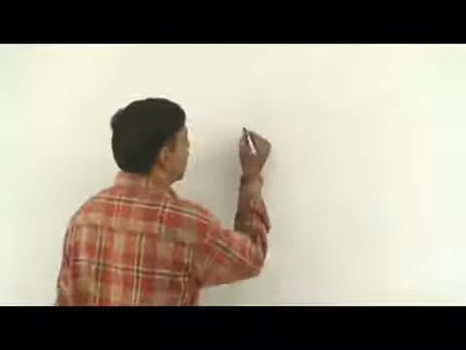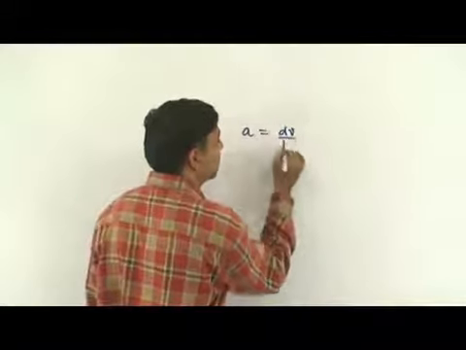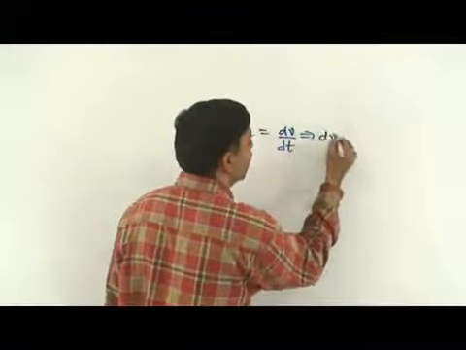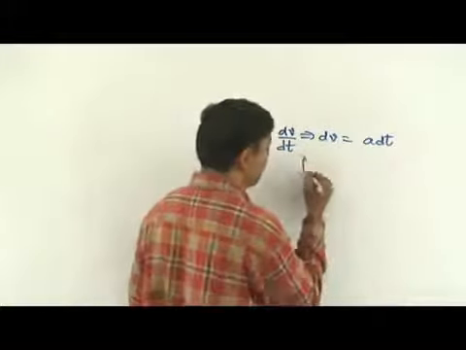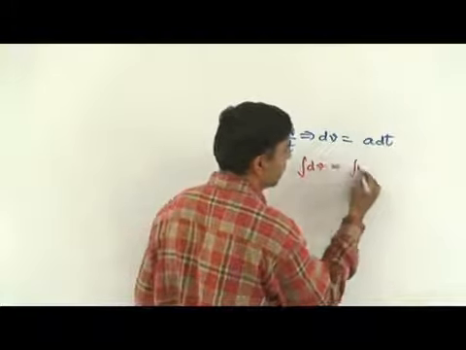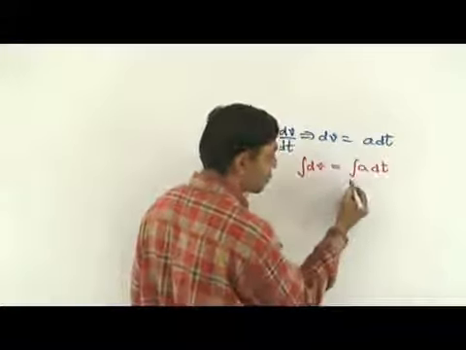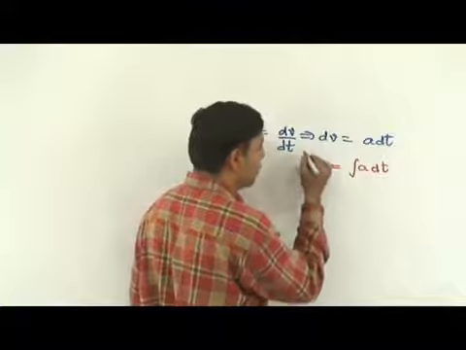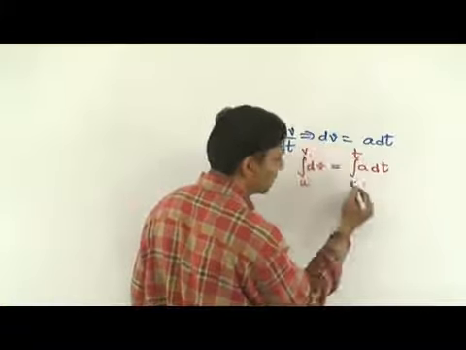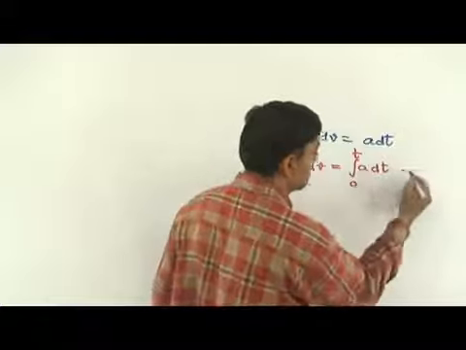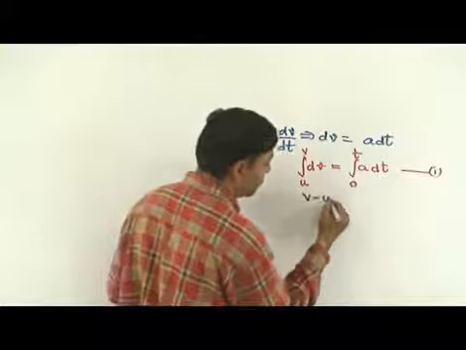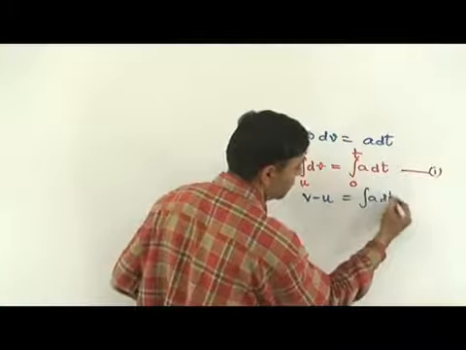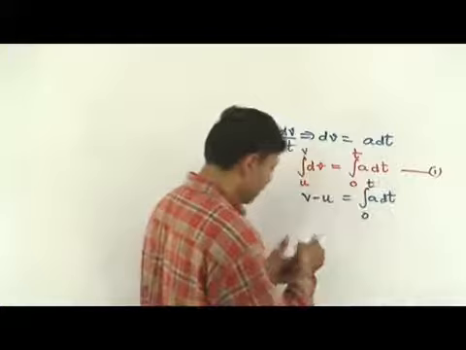Let us consider the general case: acceleration equals dv by dt. This implies dv is a dt. Taking integration on both sides, integral dv is integral a dt. Suppose initial velocity is u and velocity at time t is v. Initial means at time t equal to 0. This is the general equation. So this is going to become v minus u, and this is integral a dt, the area under the a-t graph.